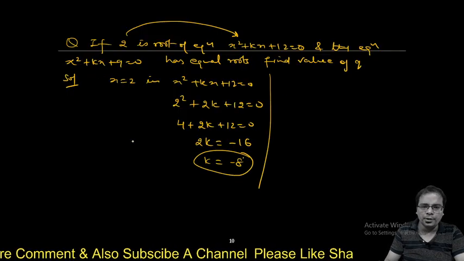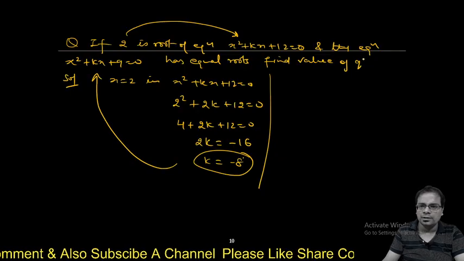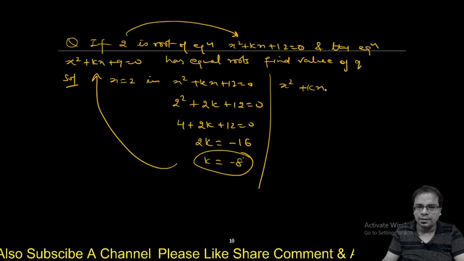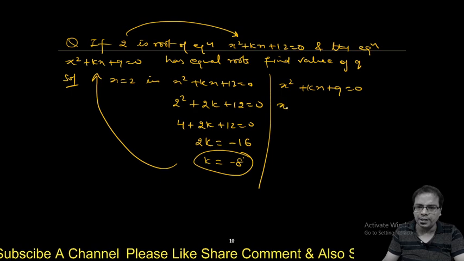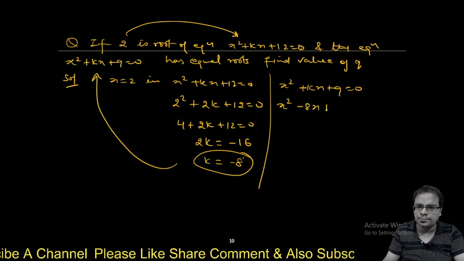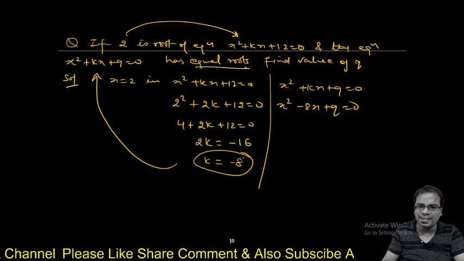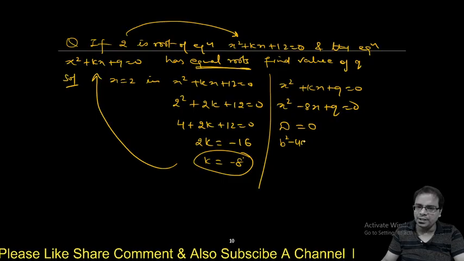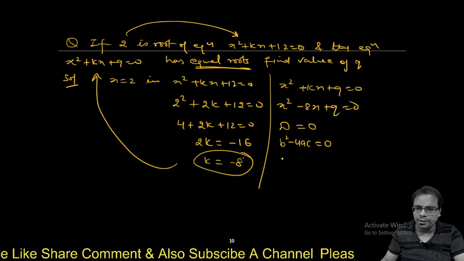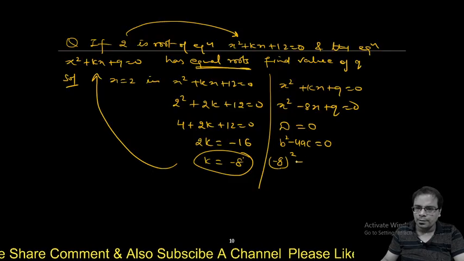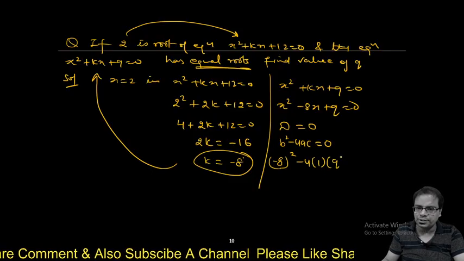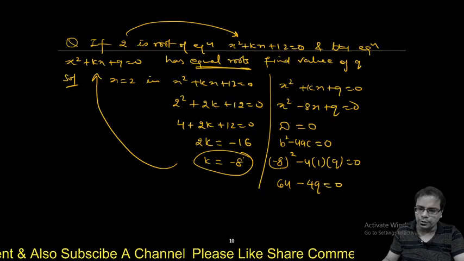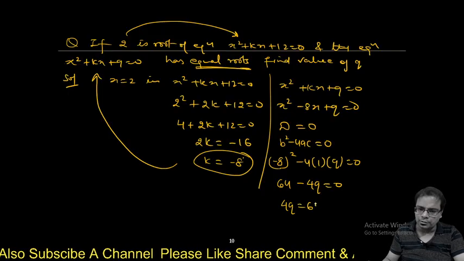Okay. Now put k equal to minus 8 in the other equation, that is x square plus kx plus q equal to 0. So put the value of k here: x square minus 8x plus q equal to 0 has equal roots. Has equal roots means d is equal to 0, that is b square minus 4ac equal to 0. b square is minus 8 square minus 4, a value is 1 and c value is q. 8 8s are 64, minus 4q equal to 0. So we said that 4q equal to what? 64.